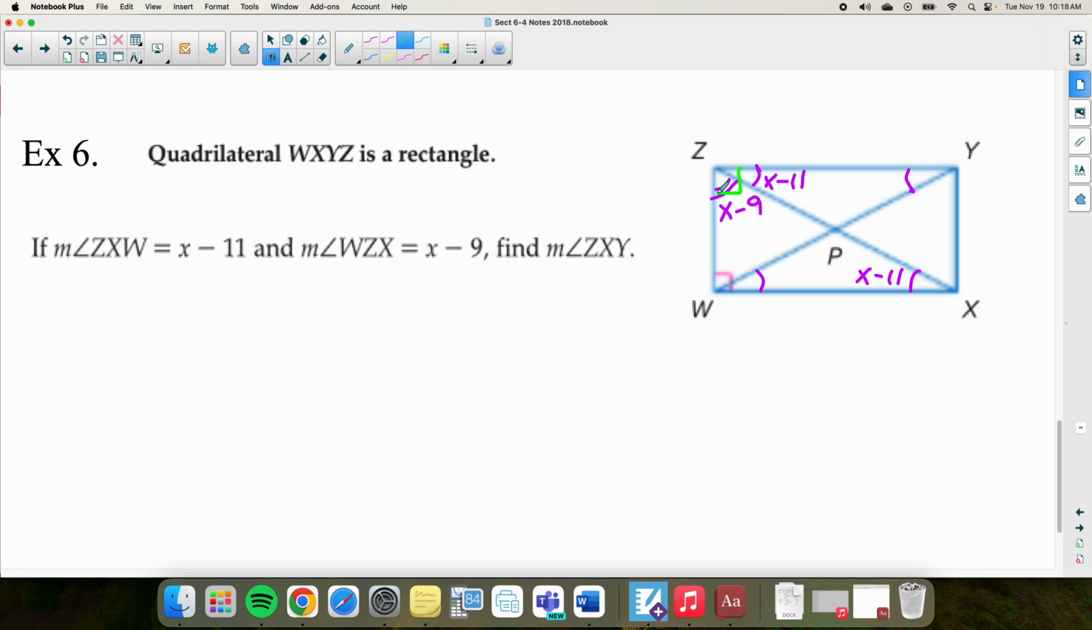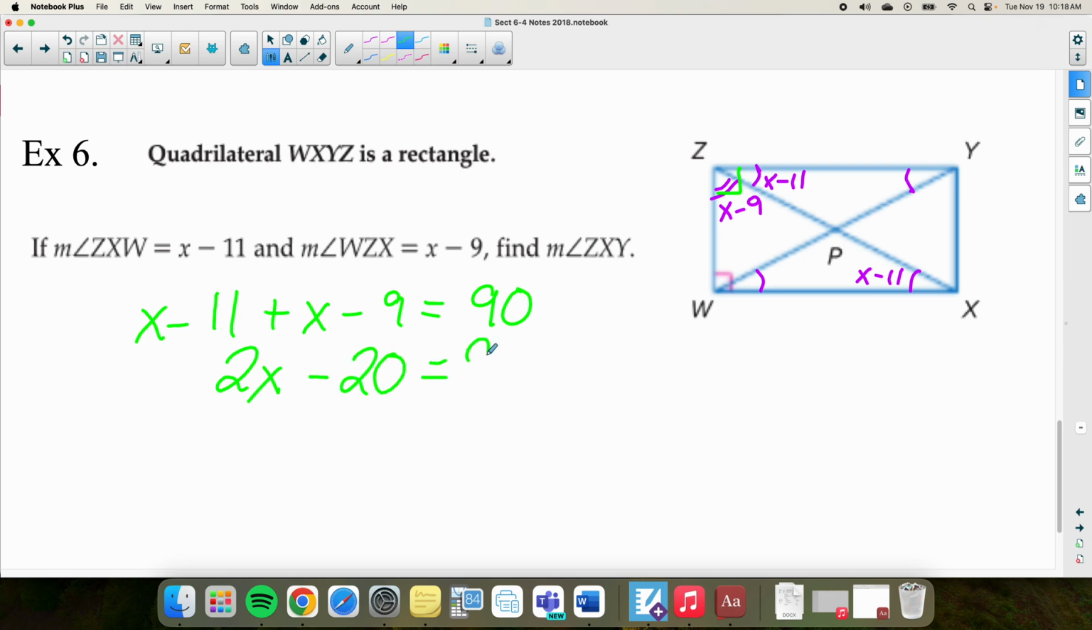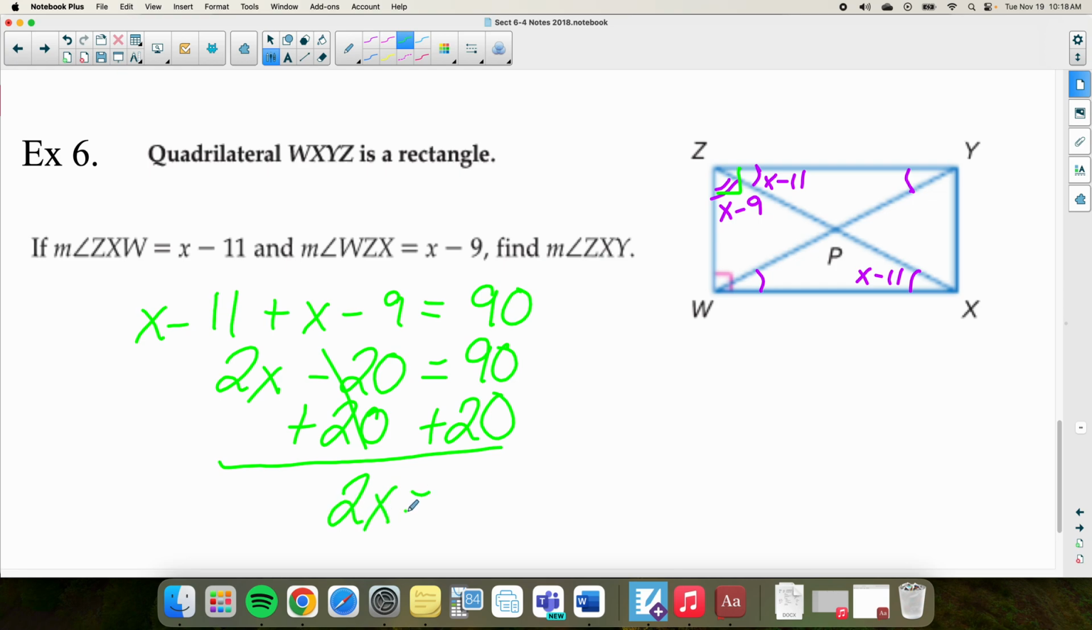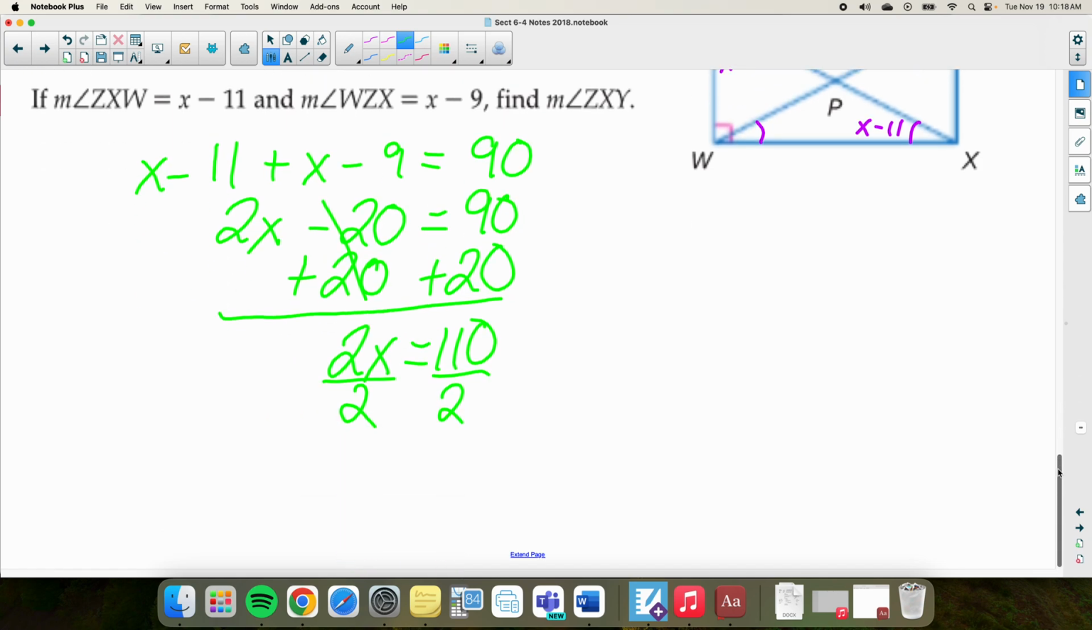So we can say x minus 11 plus x minus 9 equals 90. X plus x is 2x, negative 11 minus 9 is negative 20, and that equals 90. Then we add 20, and 2x equals 110. Divide by 2, and x is 55.